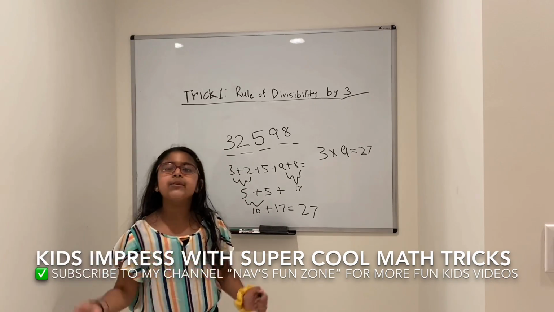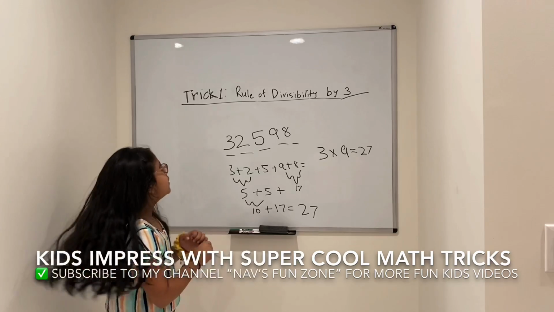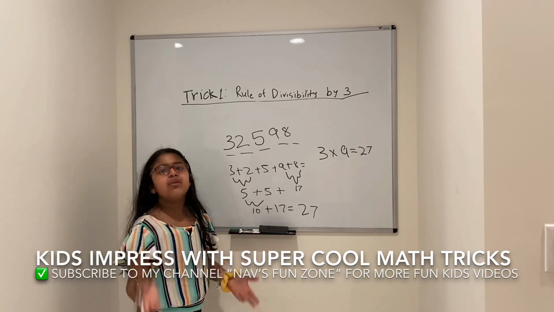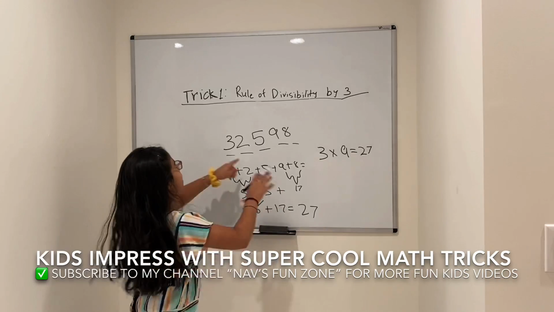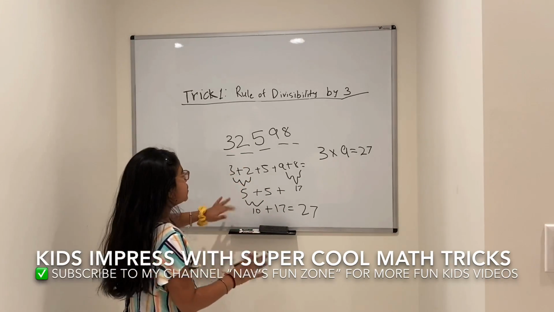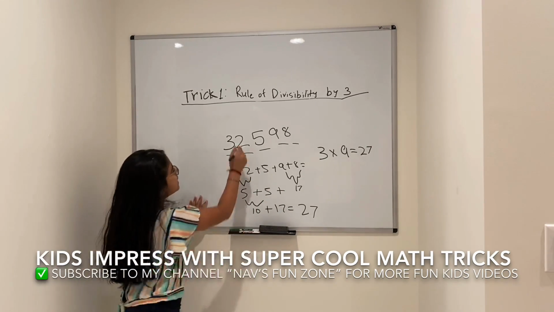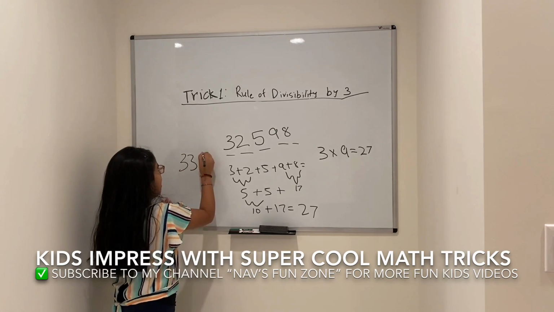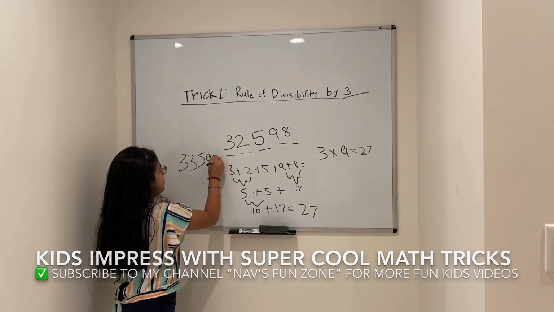But how about if you get a number that's not divisible by 3? How do you know that? Well, the digits wouldn't add up. So let's say this was a number 3, 3, 5, 9, 8.